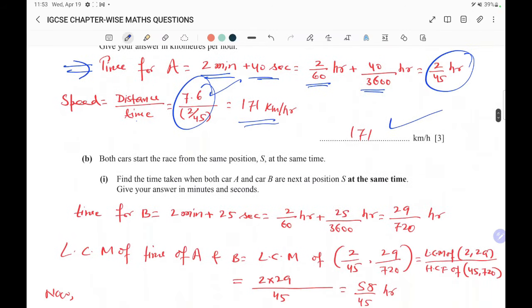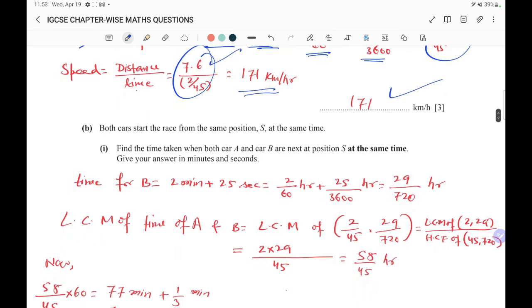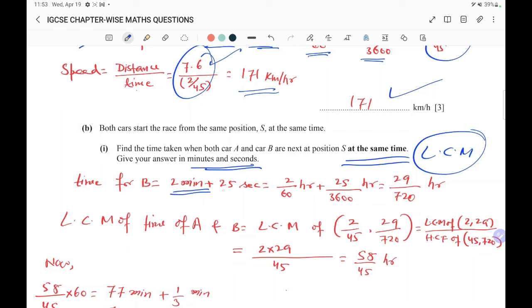Now B part. Both cars start a race from the same position S at the same time. Find the time taken when both car A and car B next are at position S at the same time. So whenever this type of question comes, then we have to find LCM. So time for B, 2 minutes 25 seconds. So 2 over 60 hour, 25 over 3600 hour. So 29 over 720 hours total you will get.